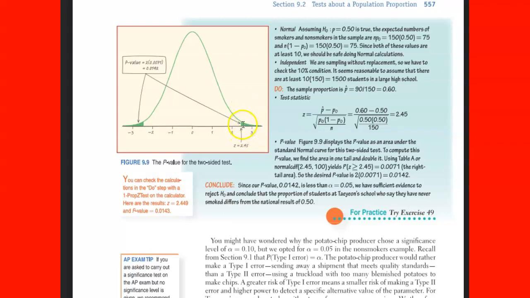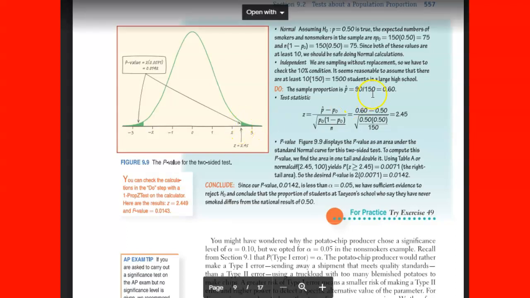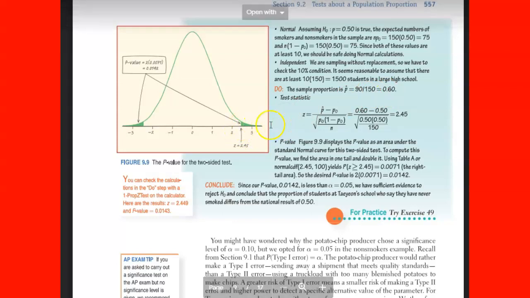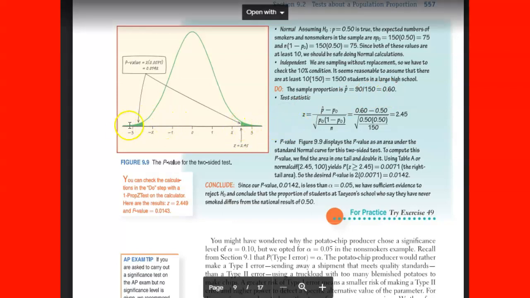If this was a one-tailed test, I would find out this shaded green area and be done. Now it's saying what we have to do, though, is we go, well, all we were wondering is if it's not equal to that. What's our chance of getting a sample, like ours was 0.6, this far out here or this far down here?